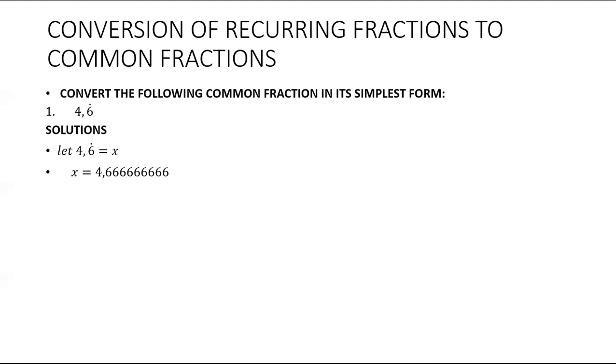To get the second equation, what do I do? Times both sides by 10 because there's only one recurring decimal, which is 6. That is 4,6666666. So there's only one recurring decimal, which is 6. That will give you 46,666 on the right-hand side. On the left-hand side, it will give you 10x.